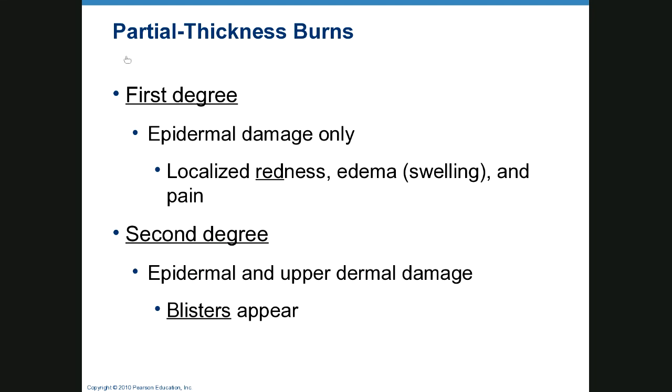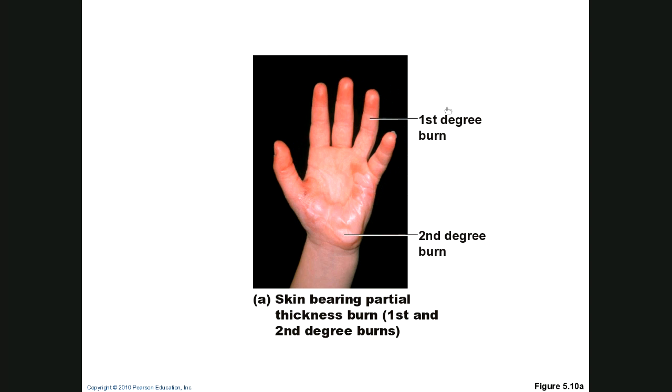Now, partial thickness burns. First-degree burn, epidermis only, localized redness, swelling, and pain. Second-degree burns, you have epidermis and upper dermal damage, and you get blisters. The reason you get blisters is because you actually have separation of the dermis and epidermis, and fluid forms between those. And that blister protects that skin from infection, so they don't need to be popped. This is a little hand here. First-degree burn here, second-degree burns here.